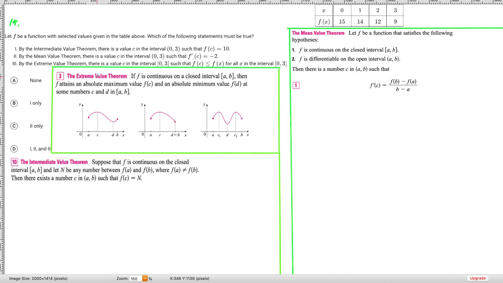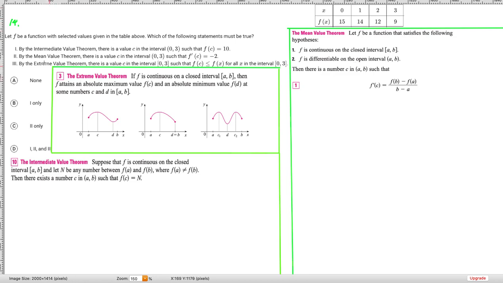And I just posted the three statements that they're talking about here. So they're talking about the intermediate value theorem, the mean value theorem, and the extreme value theorem. We're going to go through each one of these theorems and get the idea of what each one says. And the picture says everything for each one of these three.